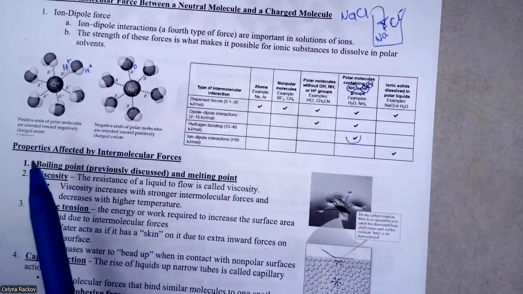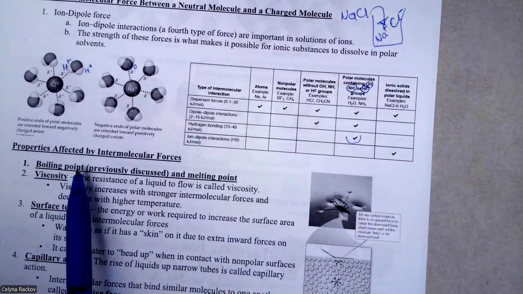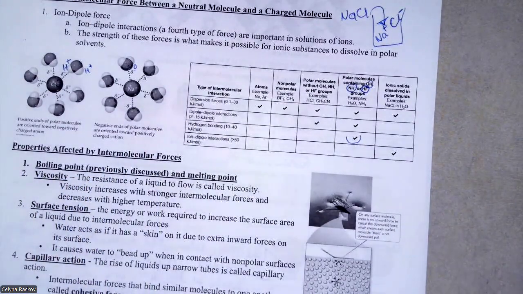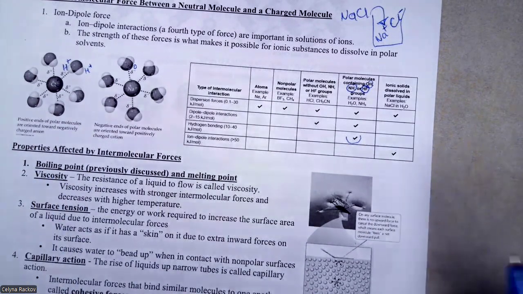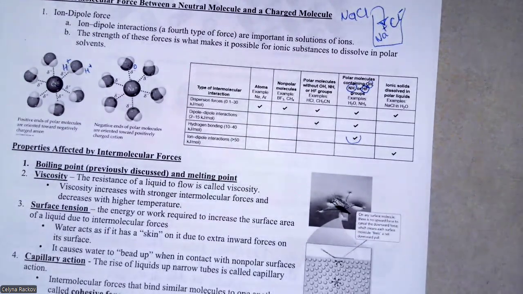Okay, so properties that are affected by intermolecular forces. We have boiling point: the higher the intermolecular forces, the higher the boiling point and melting point, right?